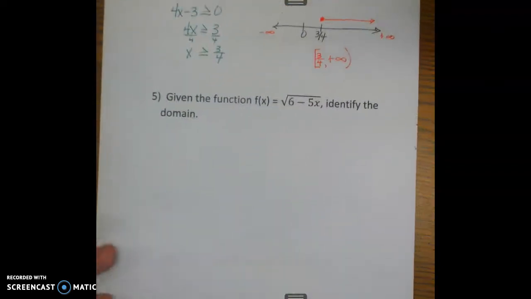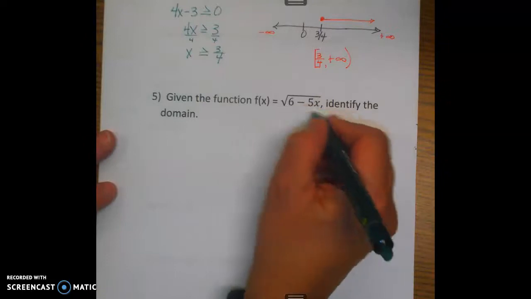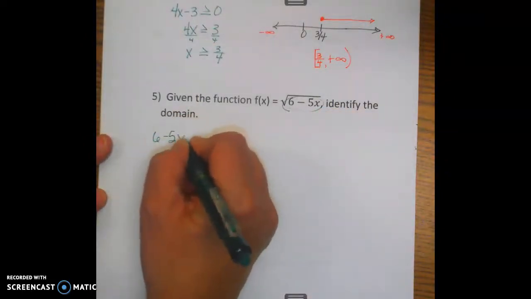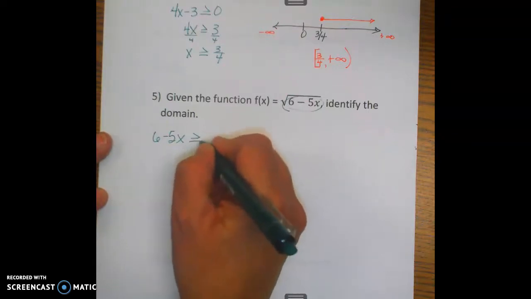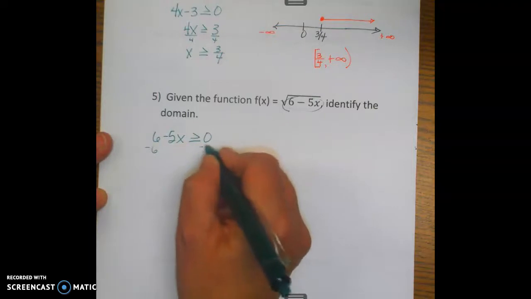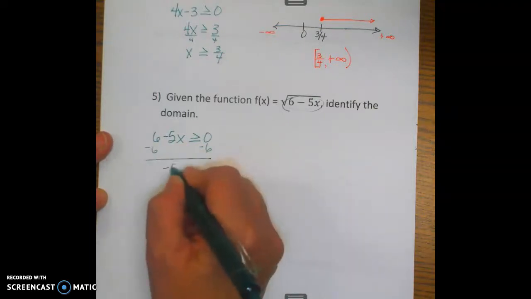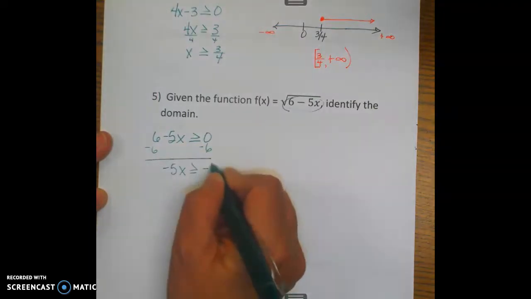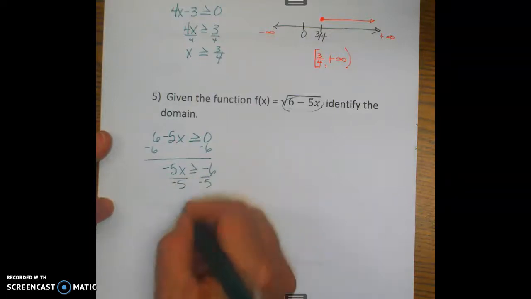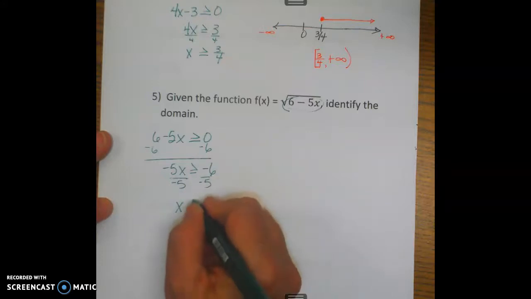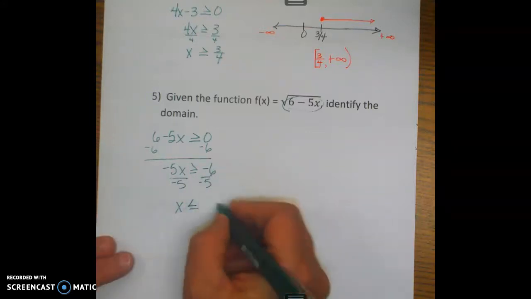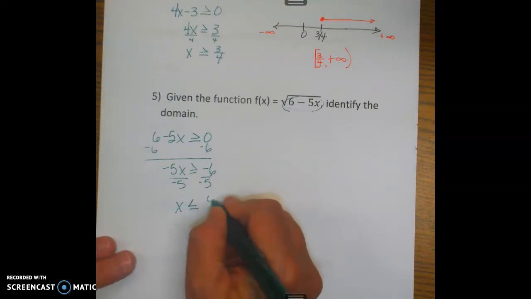Okay, next function, we're going to do the same thing. It's under the radical. We're going to take what's under the radical, 6 minus 5x. I know it cannot be negative, so it has to be greater than or equal to 0. I'm going to subtract 6 from both sides to get the x by itself. So I have negative 5x is greater than or equal to negative 6. I'm going to divide by negative 5. When you divide by a negative number, you have to flip the inequality. And when you divide two negatives, that makes it a positive. So this is x is less than or equal to 6/5.